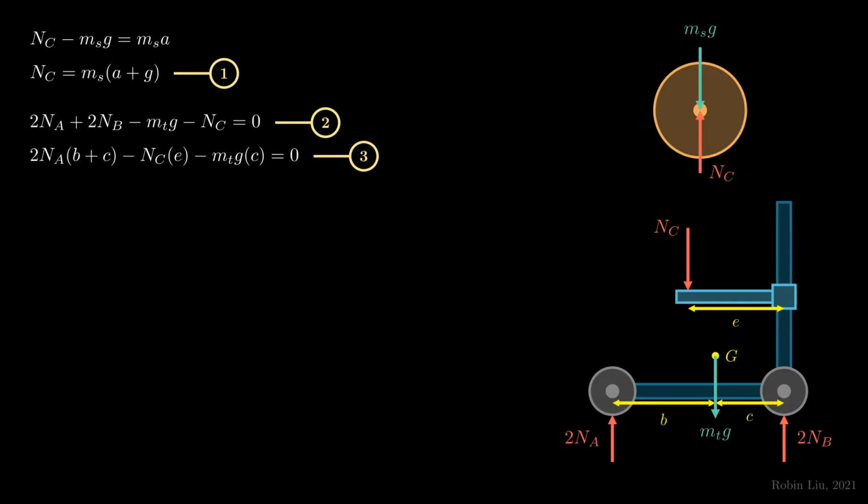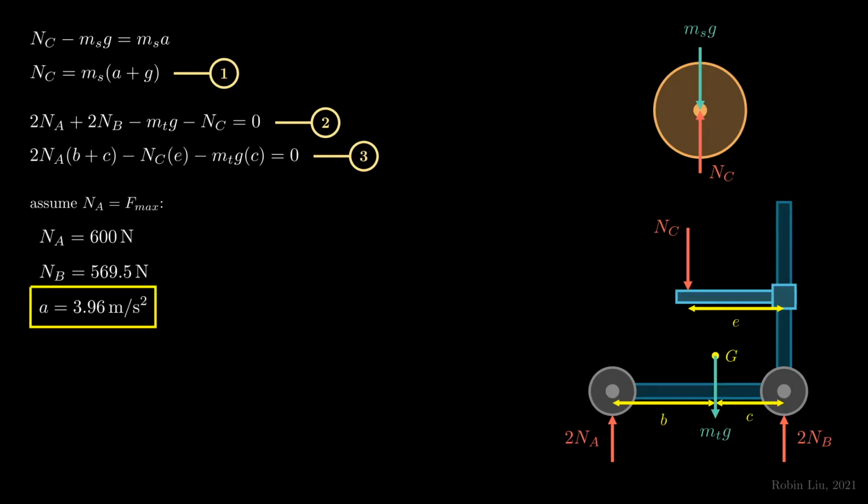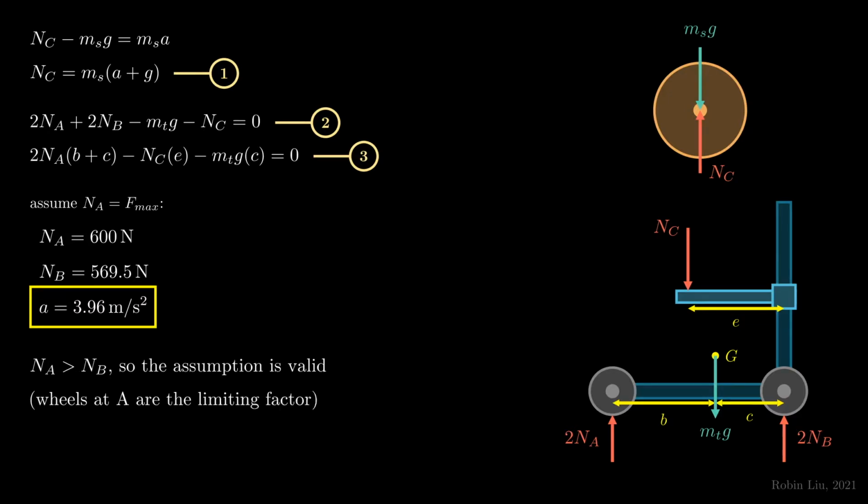However, we're not sure whether the wheels on the left or the right will turn out to be the limiting factor. What we can do is simply choose one and see if our assumption is valid. Let's first try setting the reaction force at A to be equal to the maximum force, and see what we get as a result. We find that the acceleration is 3.96 meters per second squared. Furthermore, we find that the reaction force at B is 569.5 newtons, which is below the maximum allowable force. Therefore, this is the correct solution.